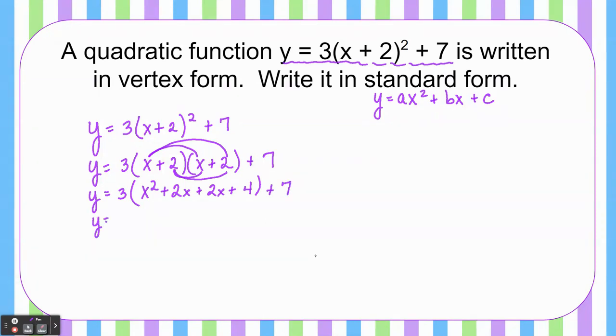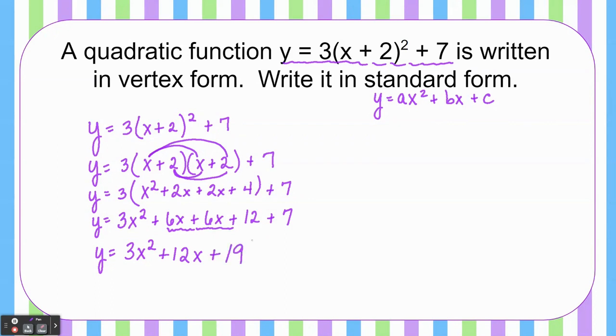I'm going to go ahead and distribute my 3 to this parentheses. So that gives me 3x to the second plus 6x plus 6x plus 12. And then, of course, that plus 7. Now, we'll go ahead and combine like terms. I don't have anything to combine with the 3x to the second, but I can combine the 6x and the 6x. That gives me 12x. And, of course, I can combine the 12 and the 7. That gives me 19. So here is my standard form of this equation. Y equals 3x to the second plus 12x plus 19.